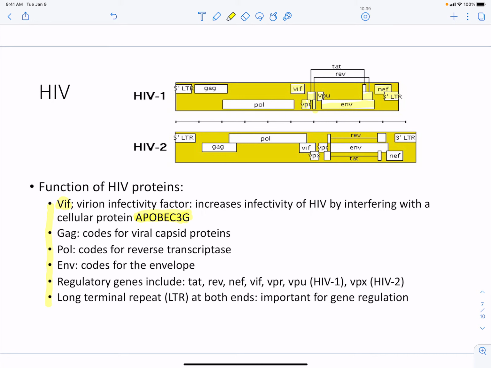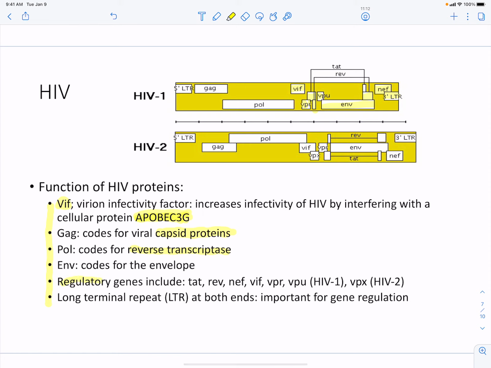GAG is going to be for capsid proteins, again, important for the structure of the virus. Polymerase is going to encode reverse transcriptase, as well as other polymerase genes. Our envelope is going to have the tropism proteins on its surface. So the glycoproteins, GP120, for example, which will bind to CD4 and the chemokine receptor, and GP41, which will help to initiate fusion with our membranes.